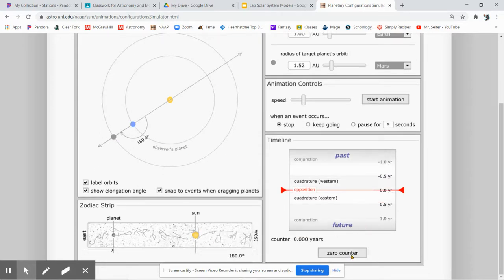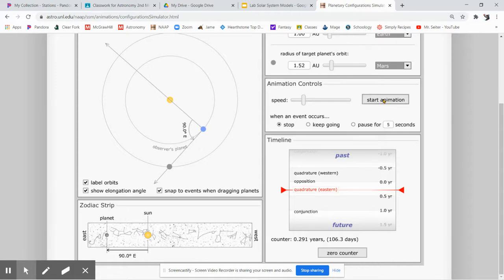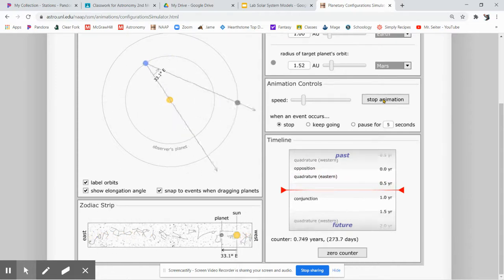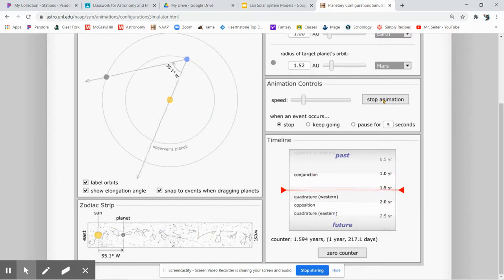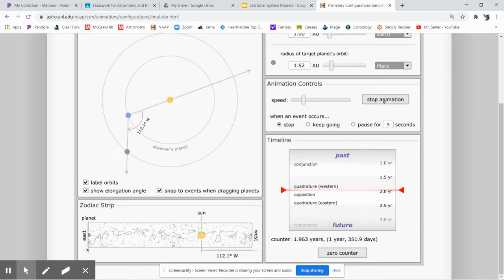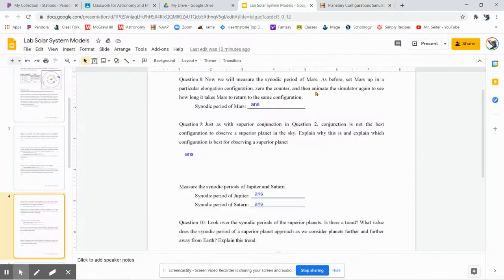We will zero the counter. Let's see how long it takes to get to opposition again. Boom. And finally, boom. You can speed this up here too, you guys. I'm just using it, whatever. All right, so we're back to opposition, 2.144 years or 2 years, 52.7 days. So that's your synodic period. That's what's going to go right here.